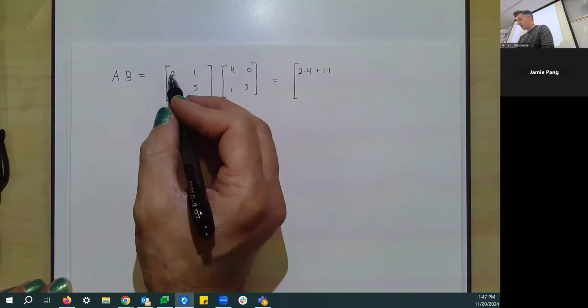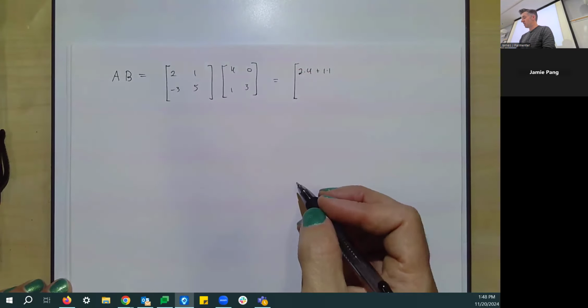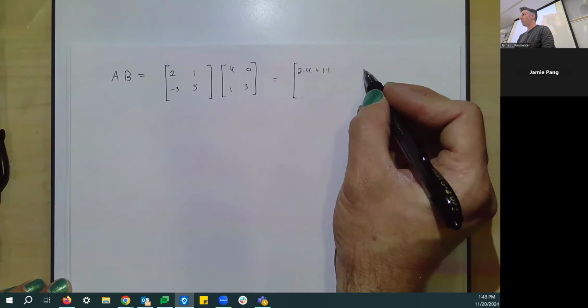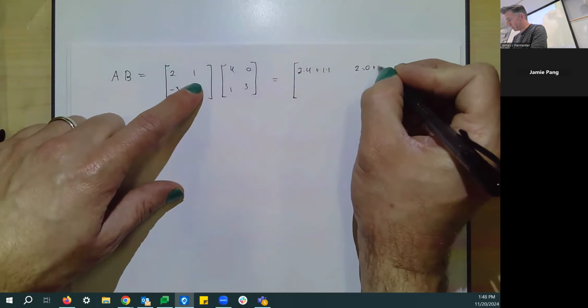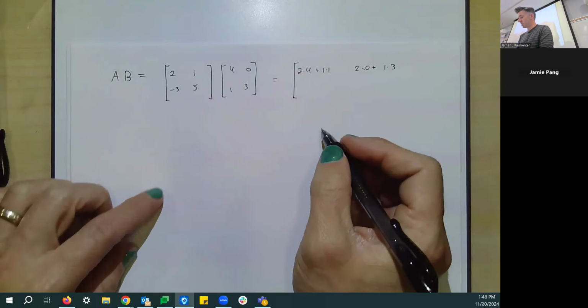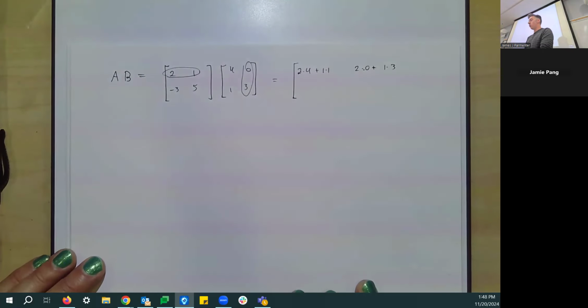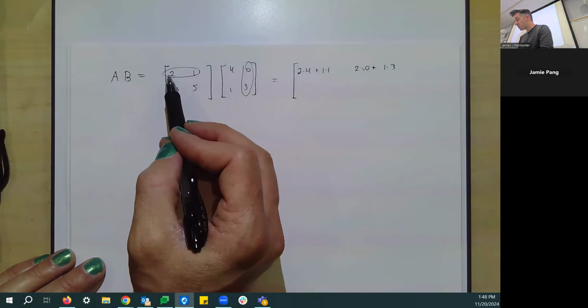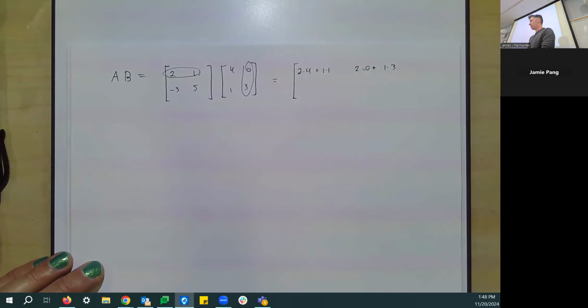And then if you use the first row of A with the second column of B, you're going to get the entry that's in the first row and second column of your product matrix. And it's going to be 2 times 0 plus 1 times 3. Again, I'm just taking this row, dotting it with this column. Or if you prefer, this vector 2, 1, dotted with this vector 0, 3. We are literally thinking of the rows and columns of your matrices as vectors. You don't have to think of them that way, but it helps to think of them that way.